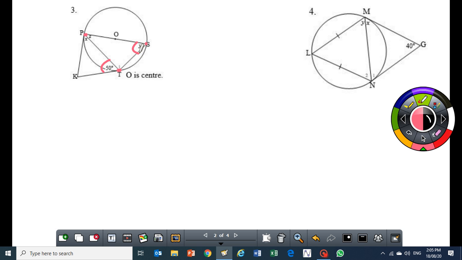Because the two tangents start from the same point, that's theorem 8, tangents from a common point. So I'm going to get x first. The first thing I have to say is that PK is equal to KT. My reason: tangents from the same point.